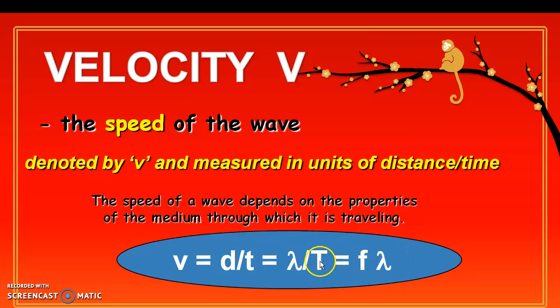Remember that 1 over T is, sorry, is frequency. So frequency times wavelength is the speed of the wave.